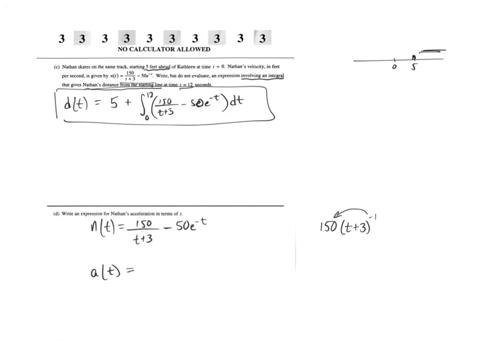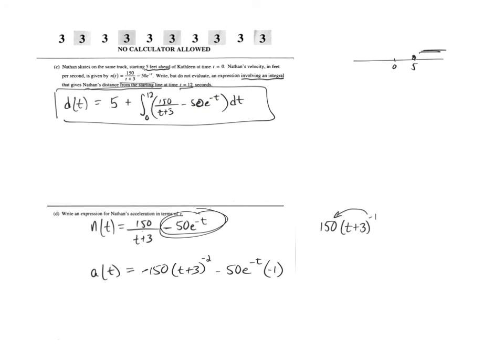So bringing the negative 1 down in front, we're going to get negative 150 times t plus 3 to the negative second, and then we take the derivative of what's inside. The derivative of t plus 3 with respect to t is just 1, so there's not much going on there. Now we're going to add to that the derivative of negative 50 e to the negative t, which, if you have an exponential expression with e as the base, is e to the whatever multiplied by the derivative of the exponent, which in this case is negative 1.